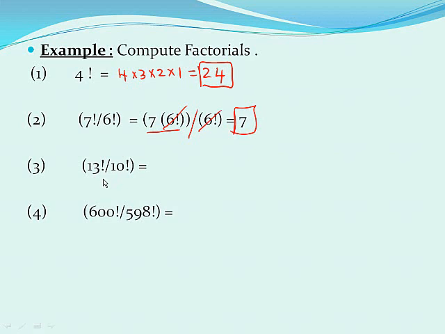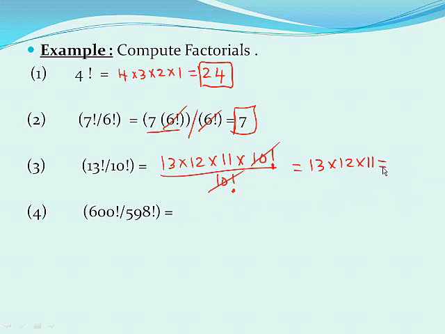13 factorial over 10 factorial. It can be written as 13 times 12 times 11 times the remaining factors, which is 10 factorial, then divided by 10 factorial. Notice that when we reduce this, 10 factorial cancels, giving the product of 13 times 12 times 11. And that number comes out to be 1716.